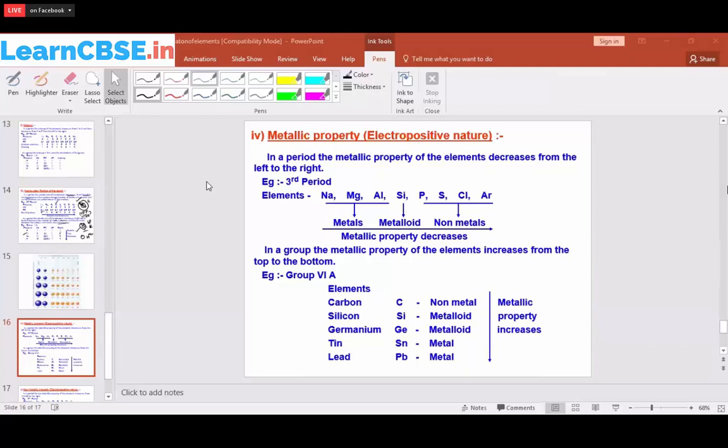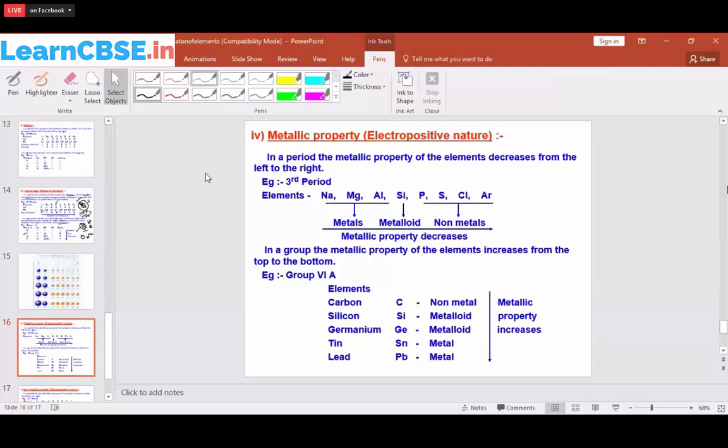Now here, sodium, magnesium, aluminum are the metals. The silicon is the metalloid. What is meant by metalloid? It is the transition from metals to the non-metals, so it will show the metals as well as the non-metals character. That's why we call it a metalloid. Then after silicon, phosphorus, sulfur, chlorine, argon, all of those we call non-metals.